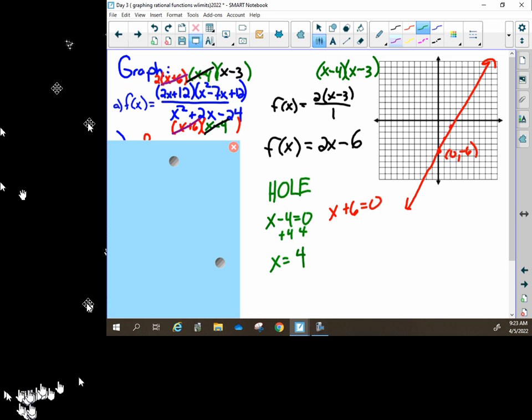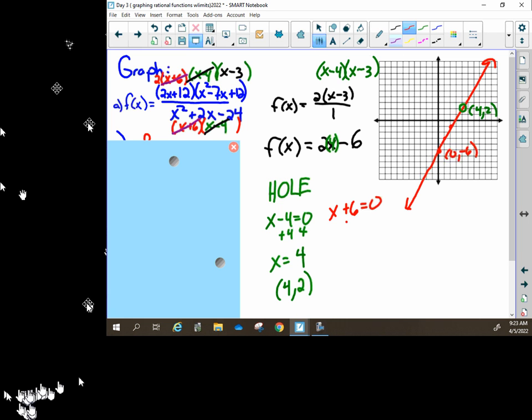So if I go over 4, what's the height going to be right up here when I find this spot right here at 4? You want to plug it into this graph right here? What's 4 times 2 minus 6? This hole is at 4 comma 2. So there we go. We have a hole at 4 comma 2.